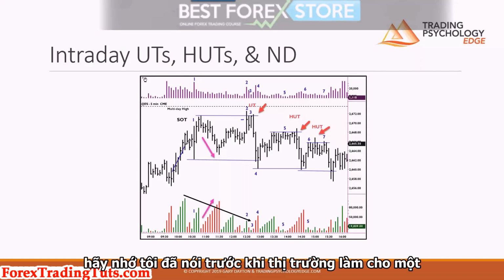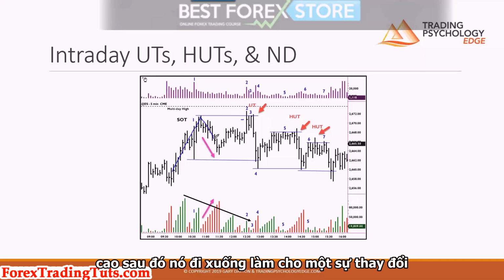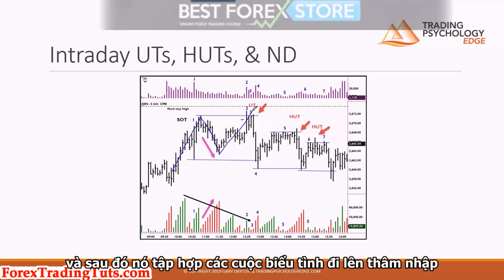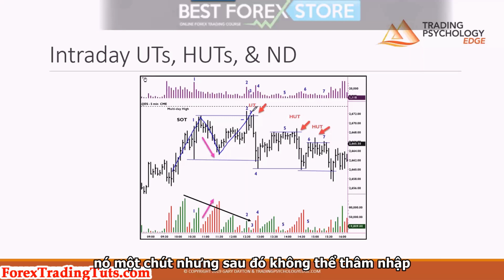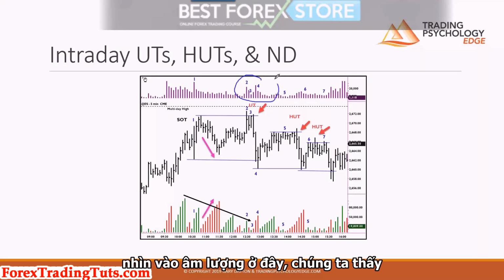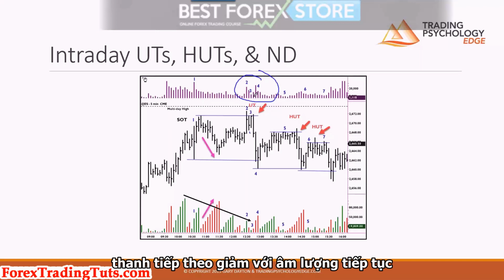Remember I said before, the market makes a high, then it comes down, makes a swing low, and then it rallies, goes up, penetrates it a little bit, but then can't penetrate it all the way. It'll come back down again. Okay, that's an upthrust. Looking at the volume up here, we see high volume on the upthrust, suggesting supply. The next bar is down with volume continuing.